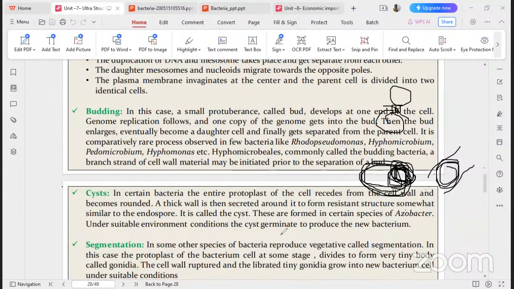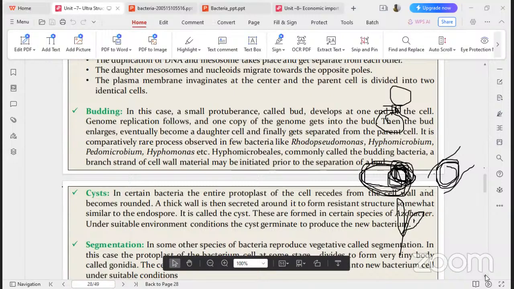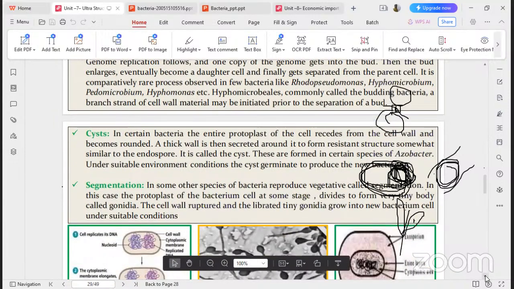Endospores, cysts, and segmentation. Segmentation means separation: one body forms into two small bodies, gonidia or conidia-like structures. Whenever conditions are favorable, it splits and each one becomes a new bacterium. This is the vegetative, asexual type of reproduction.